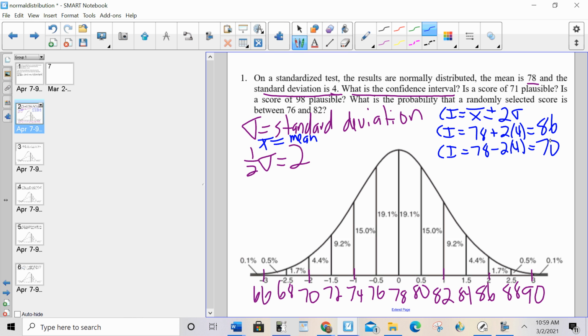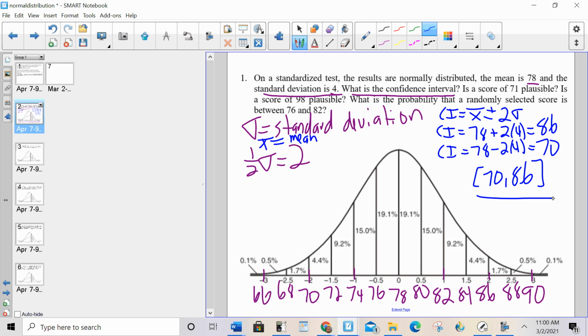So the confidence interval is between 70 and 86. We always write the smaller number first and then the larger number last. So let's talk about what this means. The confidence interval is the expected values for this standardized test. So it's expected, it's normal for a grade to be between 70 and 86.